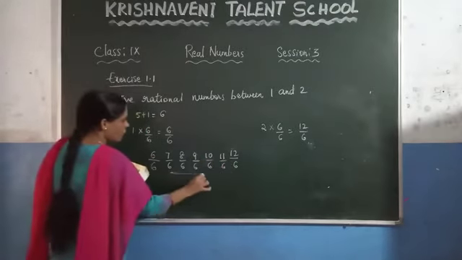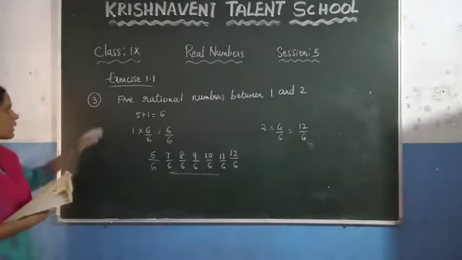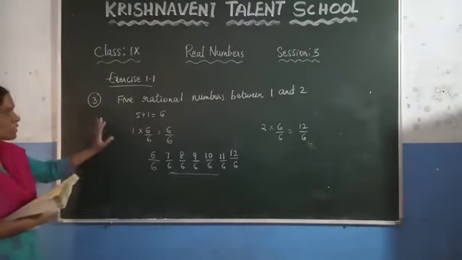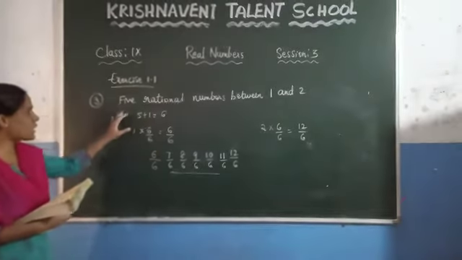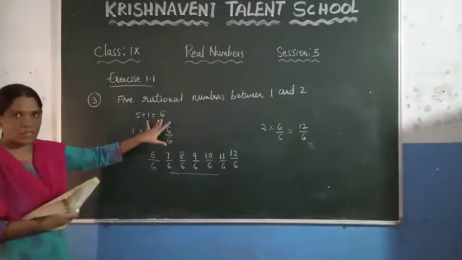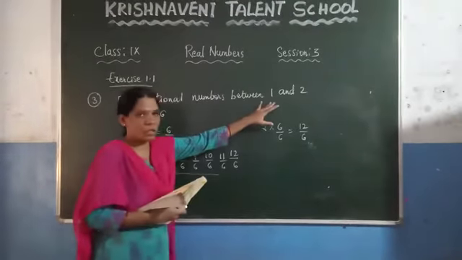So, how many numbers did we get in between these numbers? 5 numbers. In the question, how many numbers did they ask? 5 rational numbers. So, this is a simple technique. While you have to write 5 rational numbers, just add 1 to the given number 5, so you get 6. You have to make the given numbers with the denominator 6.